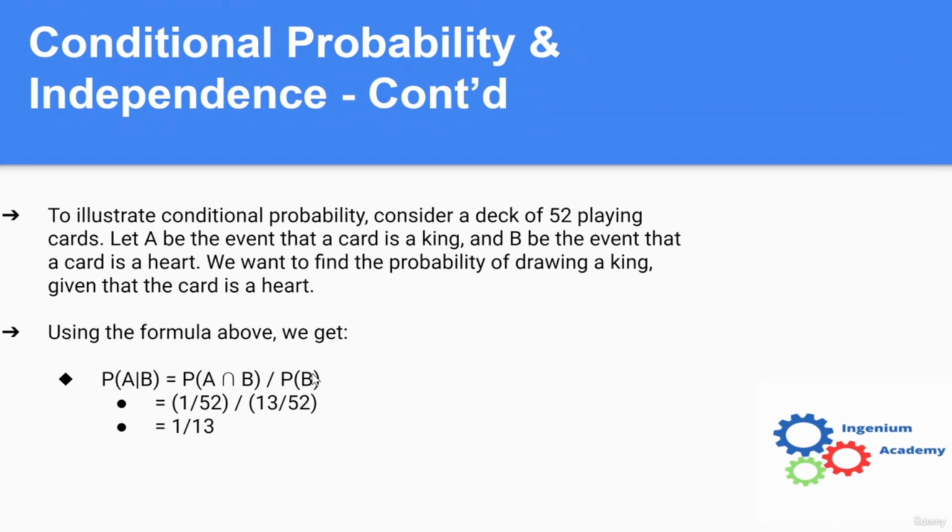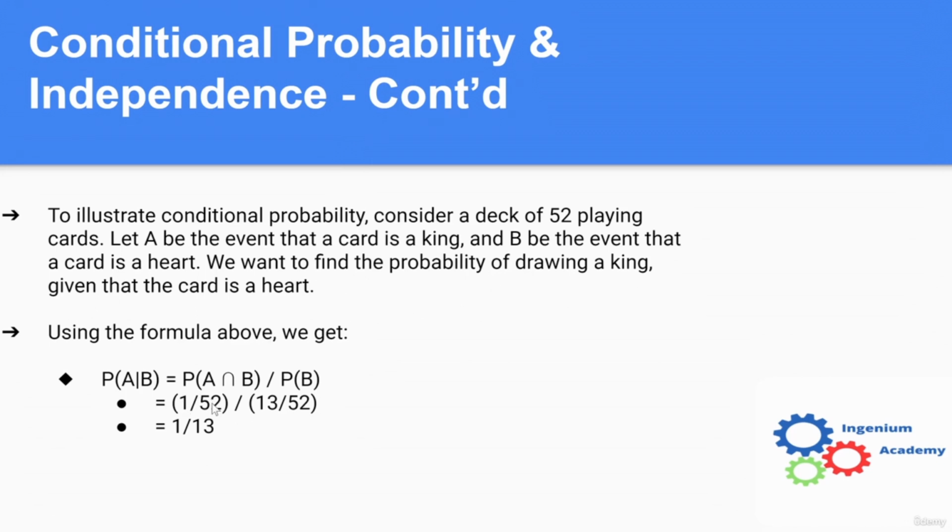Now, in a deck of 52 cards, it's evenly distributed across all different types of cards, but we know that 13 out of those 52 are going to be hearts. And so the probability that a card is a heart is 13 out of 52. Now, the probability that a card is a king and a heart is 1 out of 52, because there's only one king of hearts in a deck of 52 cards.